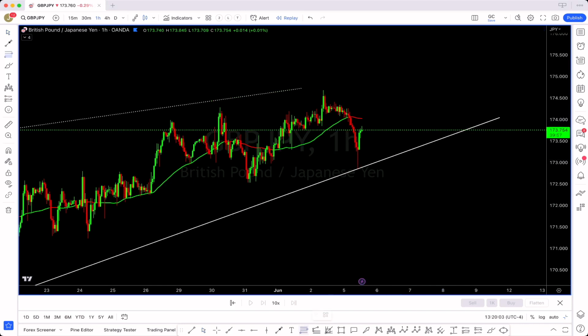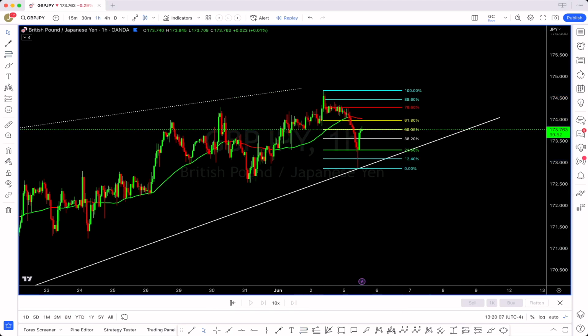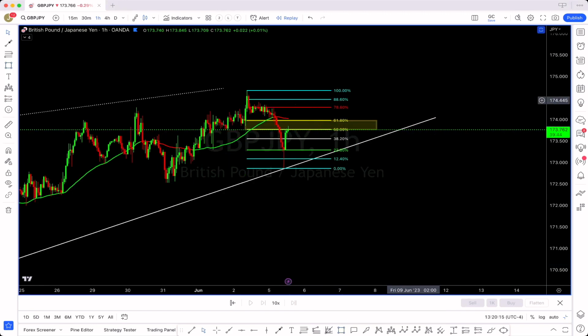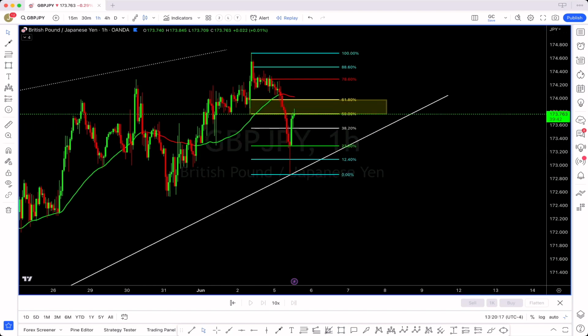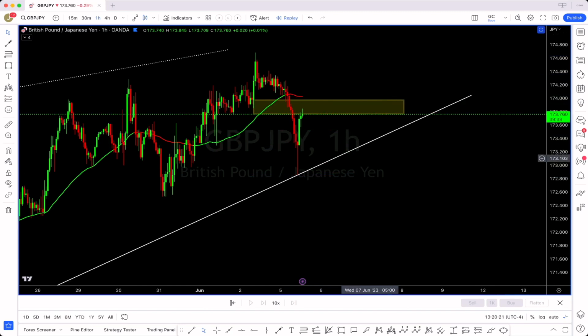So from here, all I'm doing is just pulling out a Fibonacci. And we're at the golden zone right now. The 61.8 level. It's a beautiful thing. So now let's wait and see what London does.